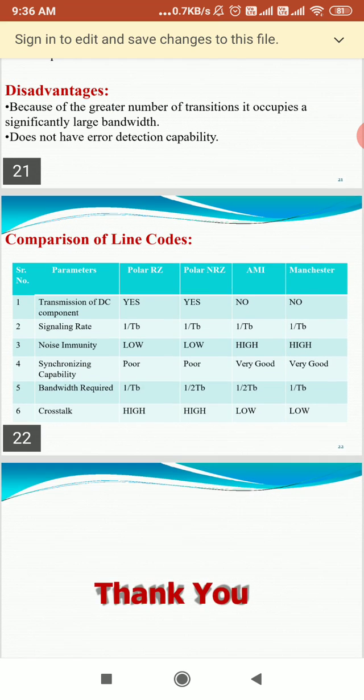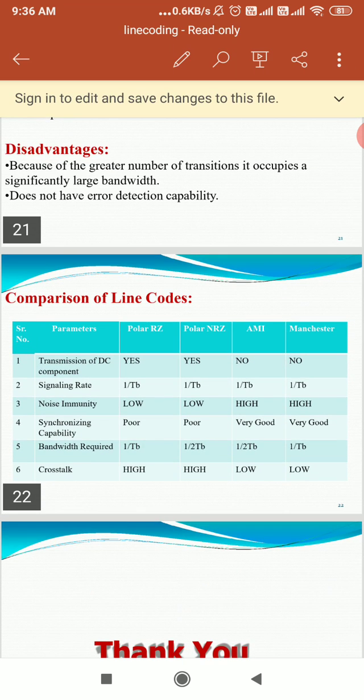If we talk about crosstalk, in polar return to 0 there will be higher crosstalk. In polar non-return to 0 there will be higher crosstalk, and in unipolar there will also be a higher amount of crosstalk. But compared to these, AMI and Manchester give us an advantage, so we can say there will be low crosstalk.